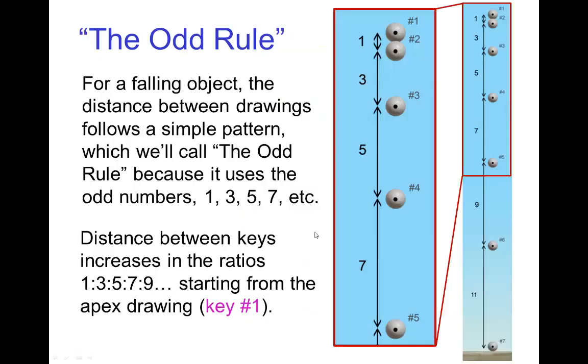So to help you see that rhythm, it's helpful to know the odd rule. The odd rule says that when an object's falling, the spacings get larger and larger because the object's speeding up. We already know that, but the odd rule tells us that there's a very special pattern to how the spacings get larger and larger, and that is that they go in the ratios of 1, 3, 5, 7, and so forth.